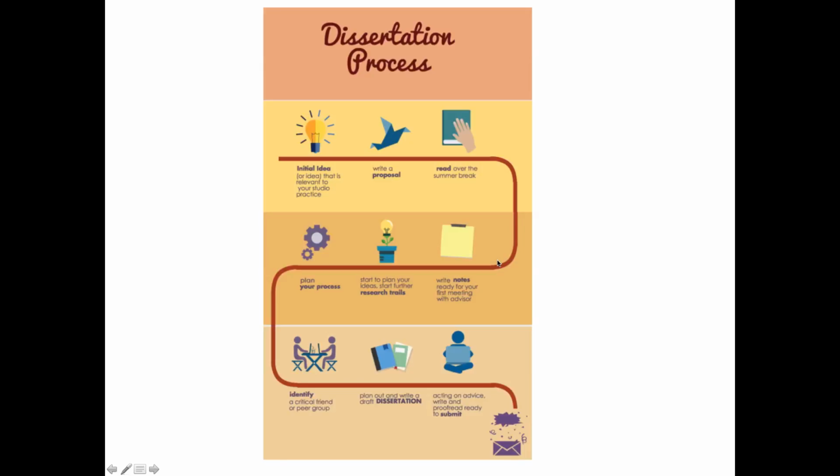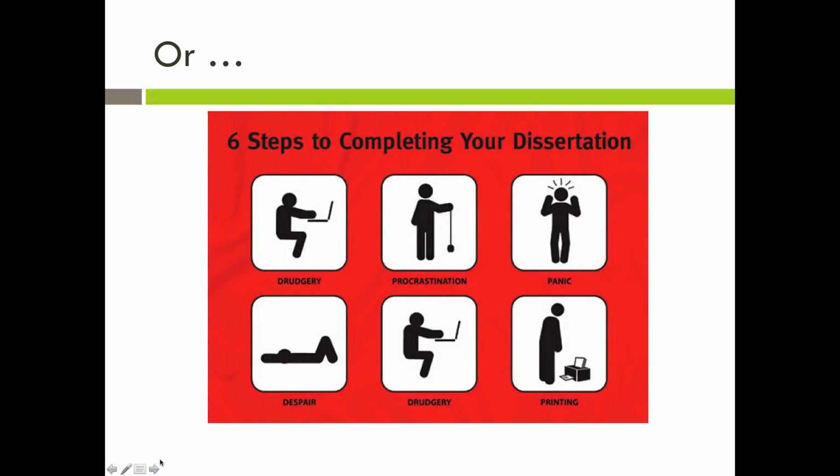I'd be encouraging you now to write notes ready for your first meeting with your advisor, and then after that you can start to plan out your ideas and start further research trails, and we'll come to talk about research trails in a subsequent lecture. So planning out your process is where we are today. And if you think you haven't got a process, if you feel you haven't completed sufficient reading, here's another infographic to support you, which shows you that most students do feel like this.